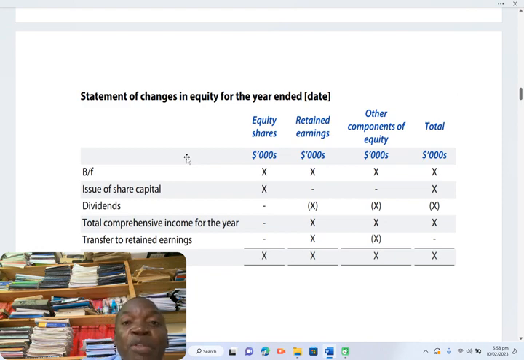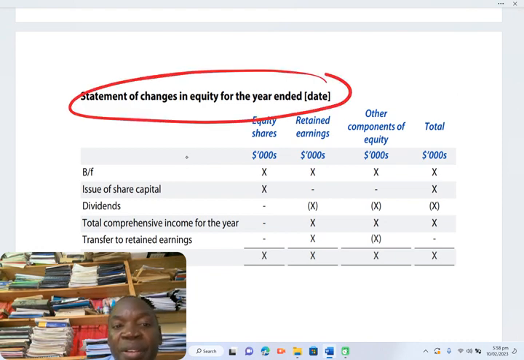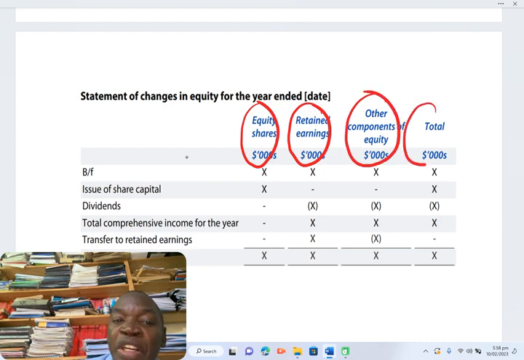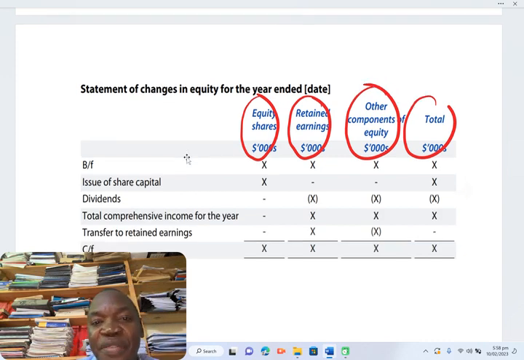So this is the statement of change in equity. It has 3 components. We have equity section, retained earnings section, OCI section, and the total. You see, it is an extract from the balance sheet.